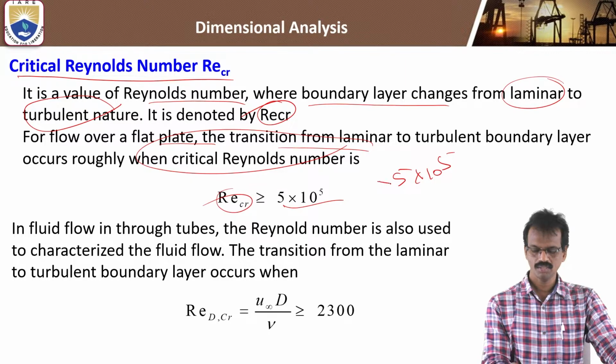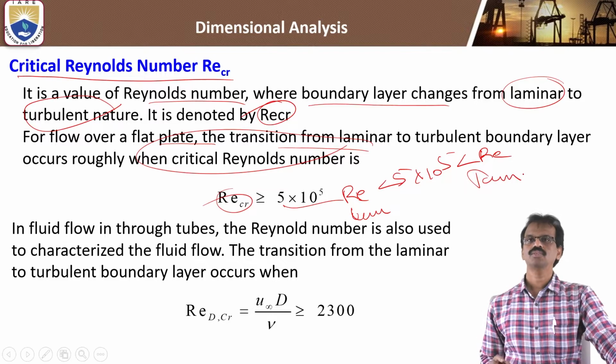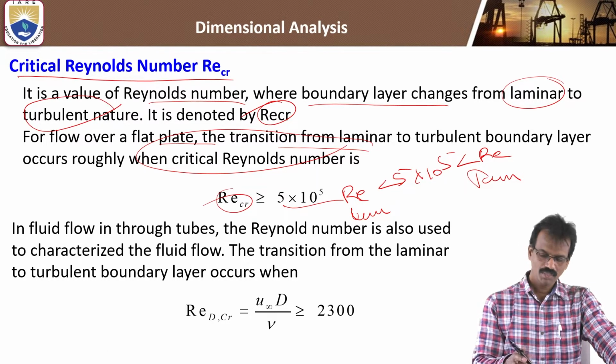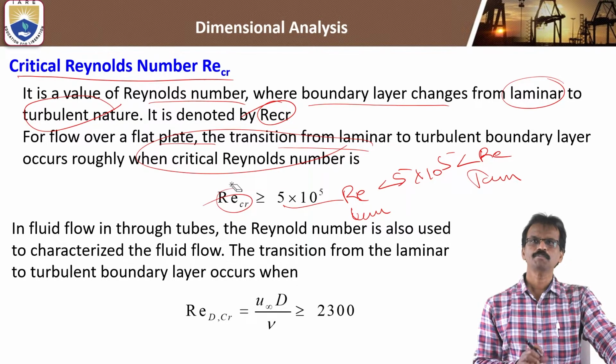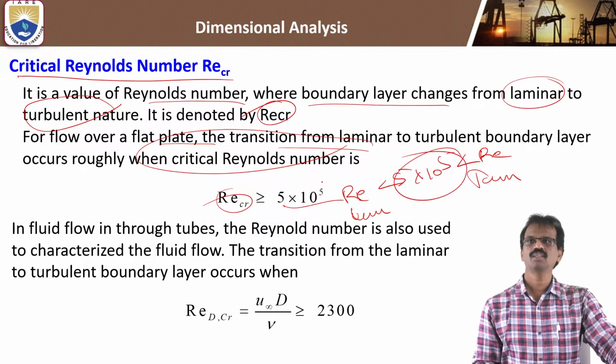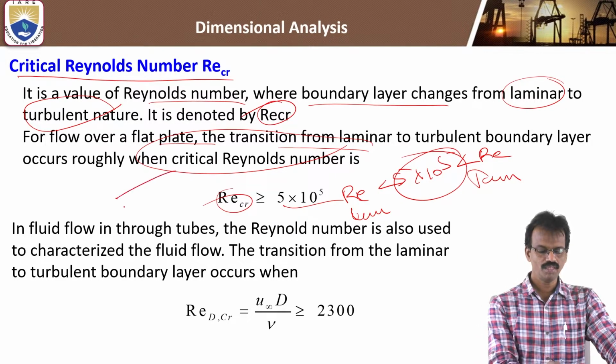Less than this, it is laminar flow. Greater than this, it is turbulent flow. So this is very important. This is the formula and range for external flow, like flow on solid surfaces like this one.